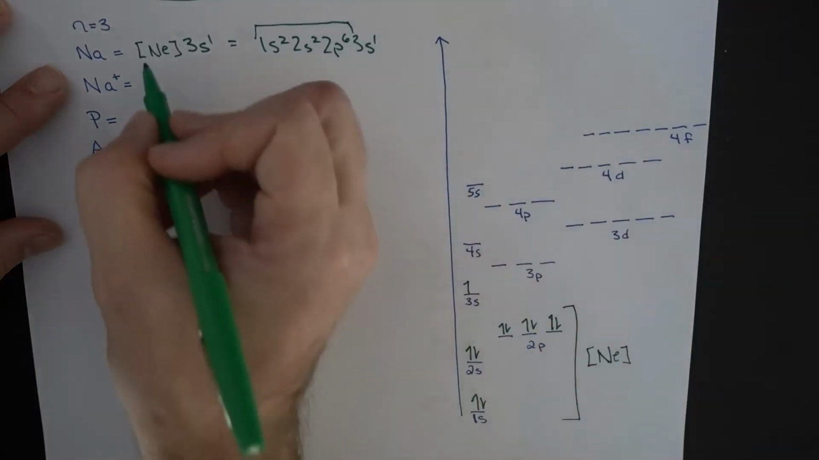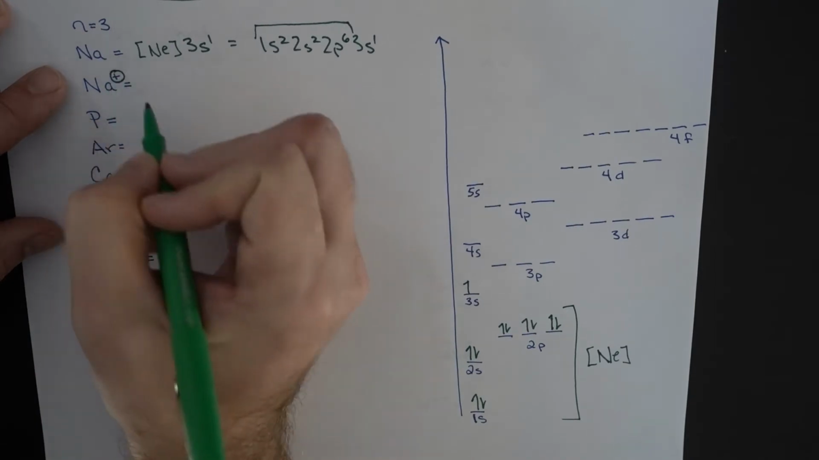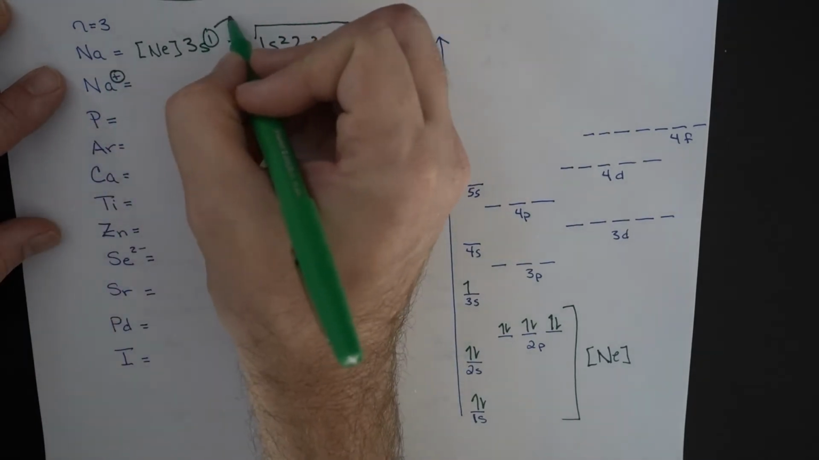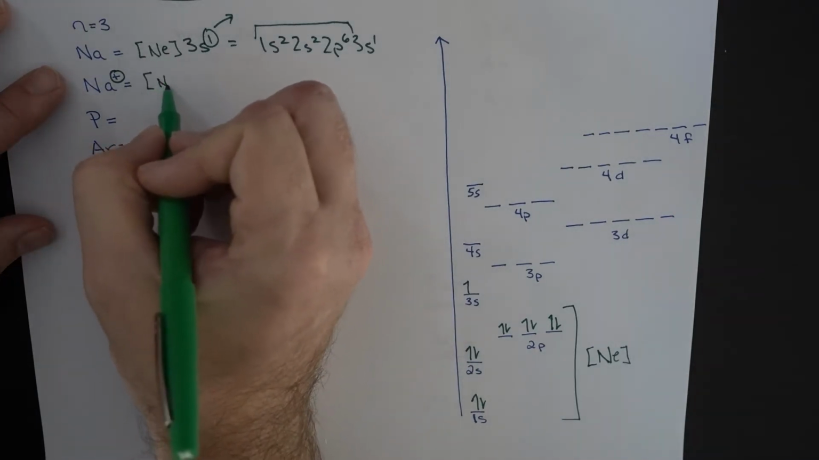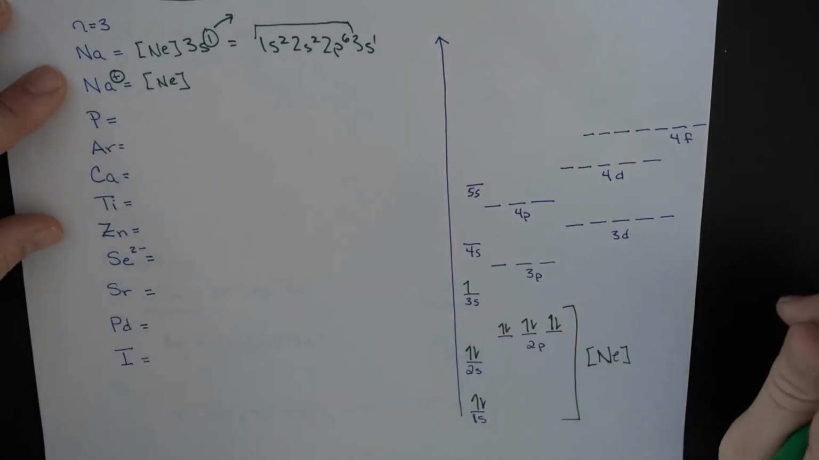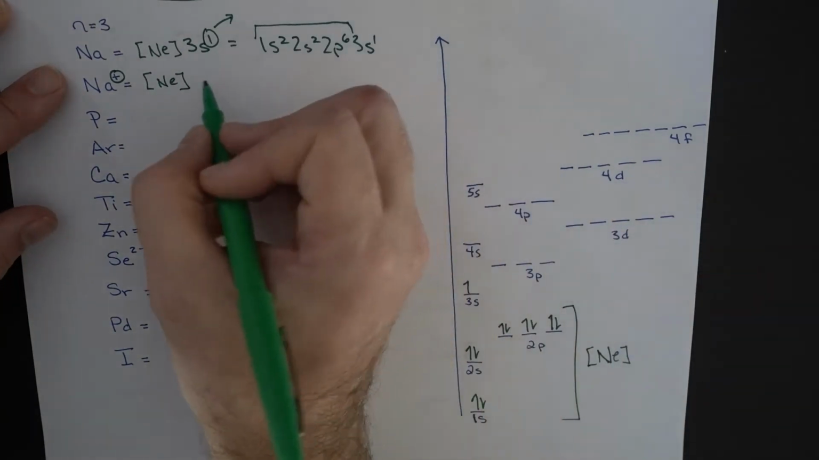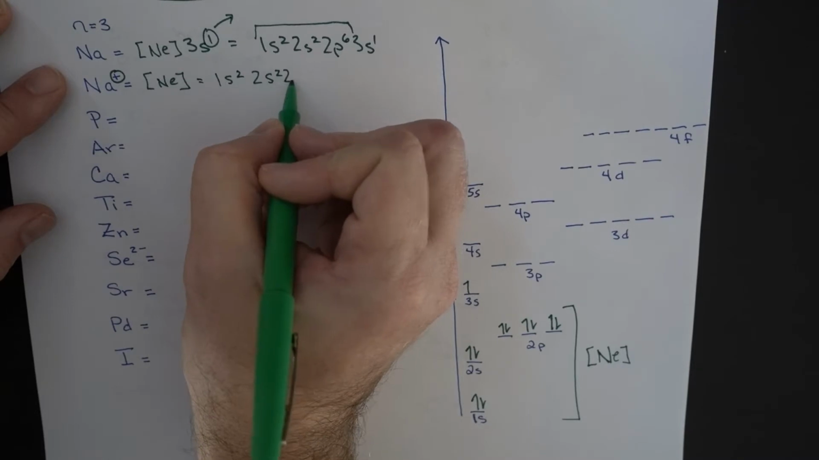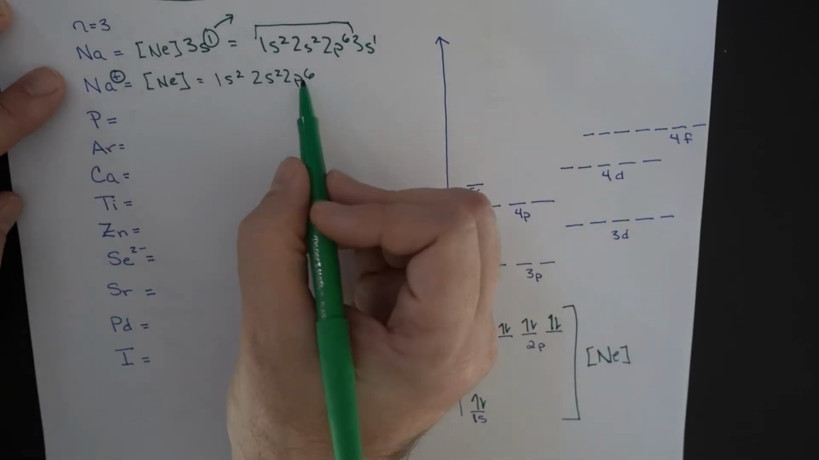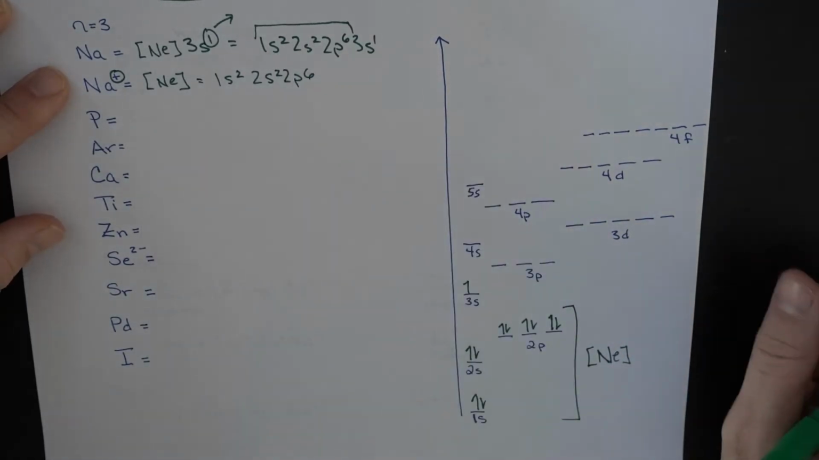Now, if I ionize sodium +1, I take away an electron. This one, it's in the highest n value. So that means that it's isoelectronic with just straight up neon. A lot of times I like to show this as 1s2, 2s2, 2p6, just so I can highlight that it's got a full electron shell.